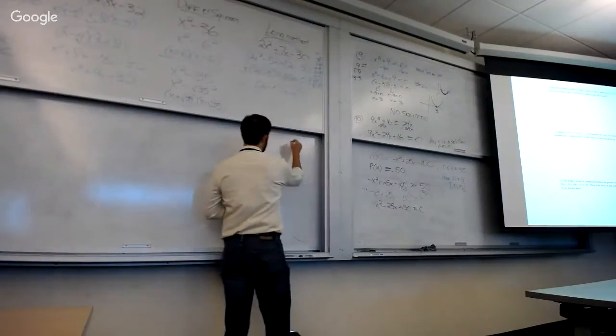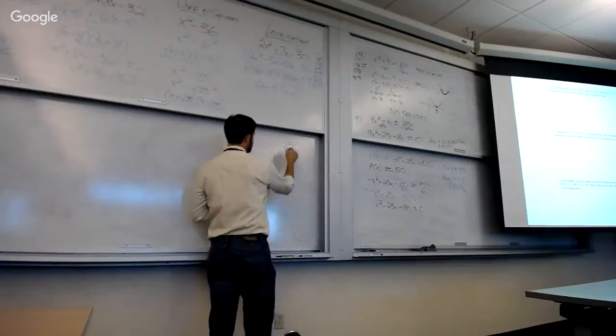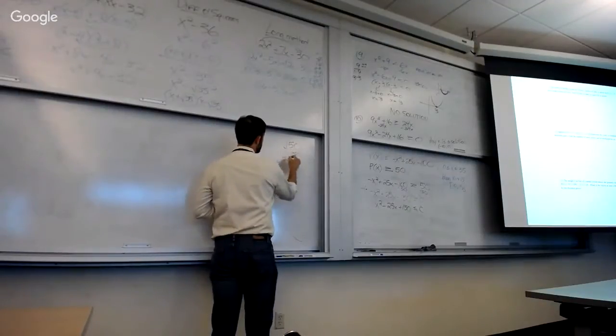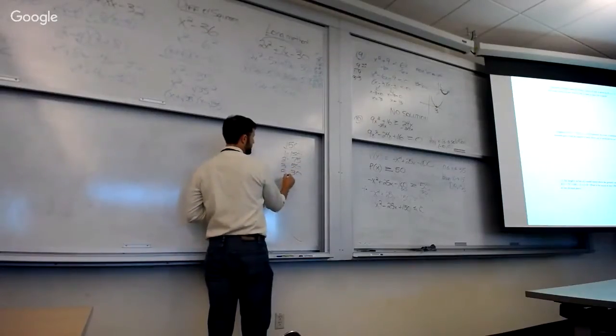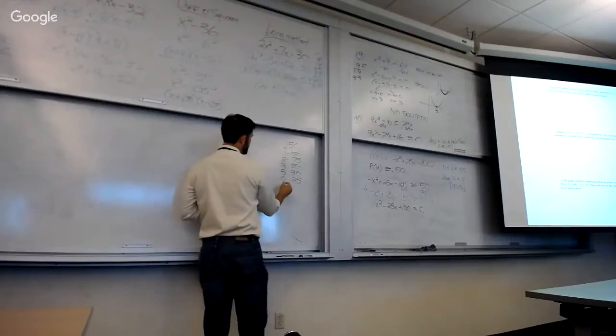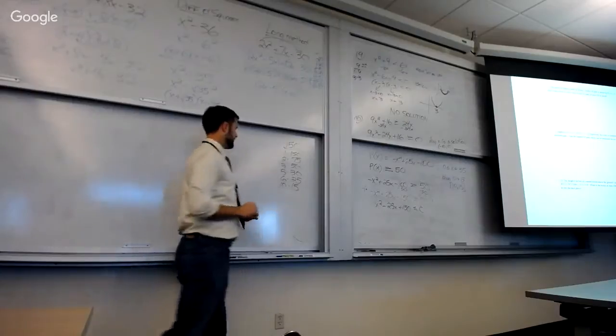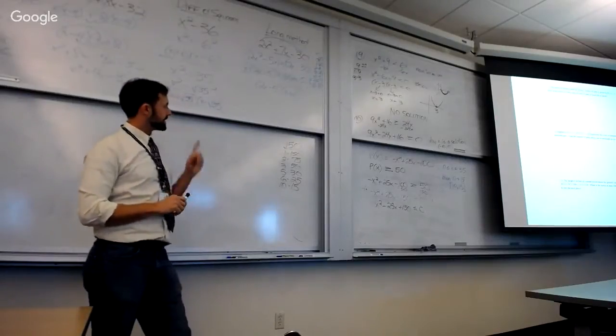I would make a factor table for 150. Let's say, okay, what multiplies? So 1 and 150, 2 and 75, 3 and 50, 4 and nothing, 5 and 30, 6 and 25, 7 and nothing, 8 and nothing, 9 and nothing, 10 and 15. So what do you multiply to make 150 that you can add to make 25?